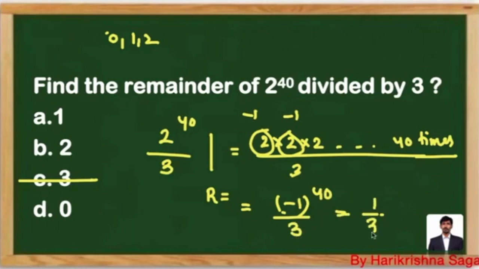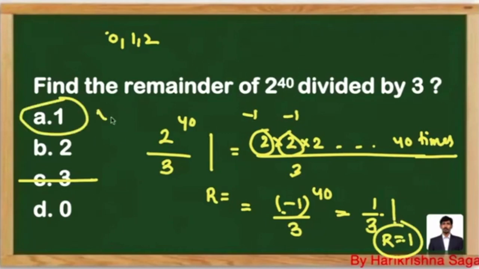-1^40 is nothing but 1 only. 1/3, remainder they are asking. 1/3 remainder is 1. Mark it as option A. Mark it as option A. Are you clear?